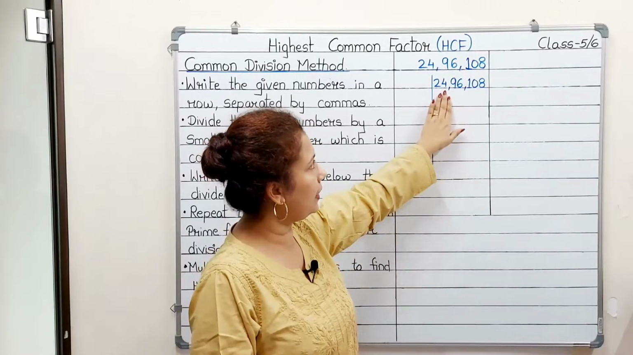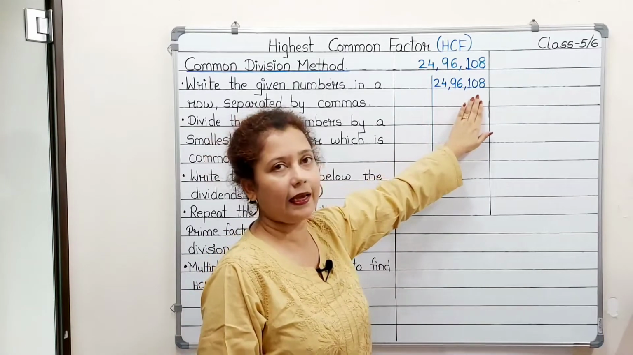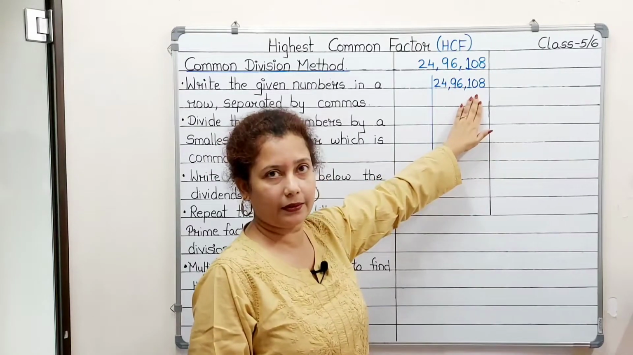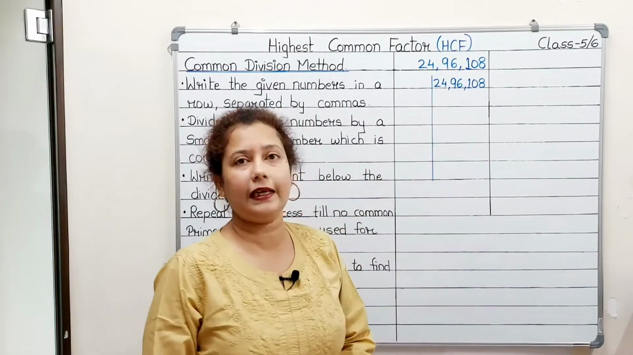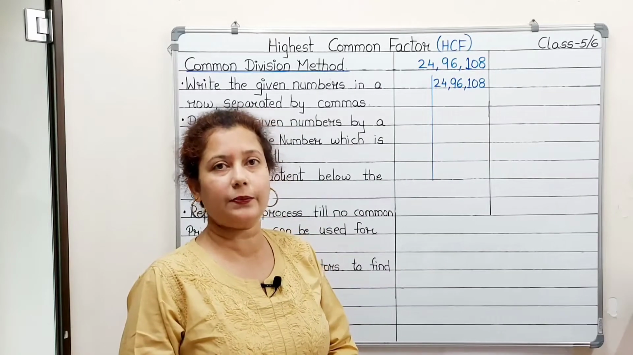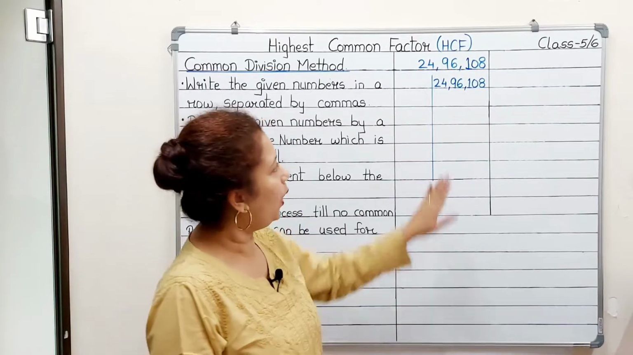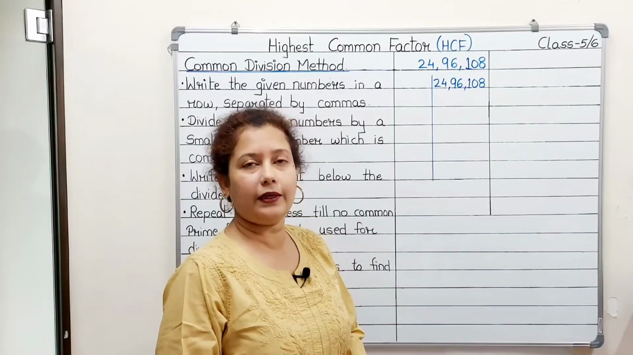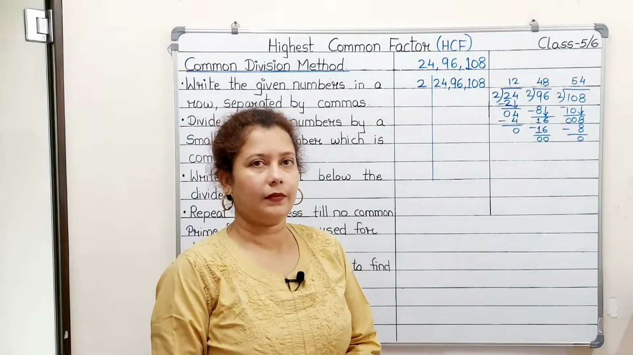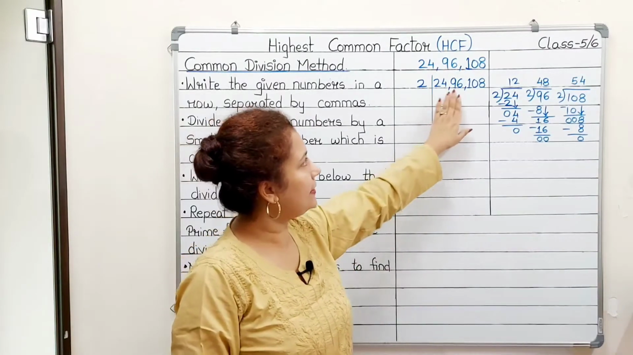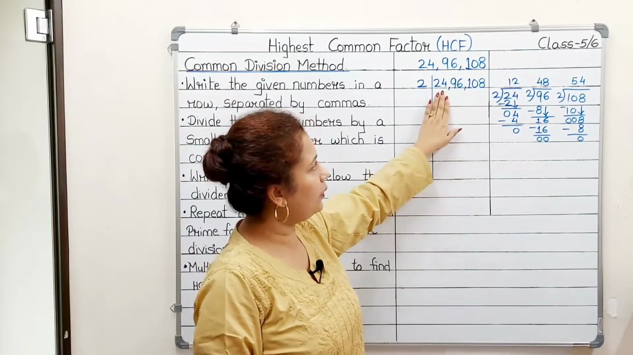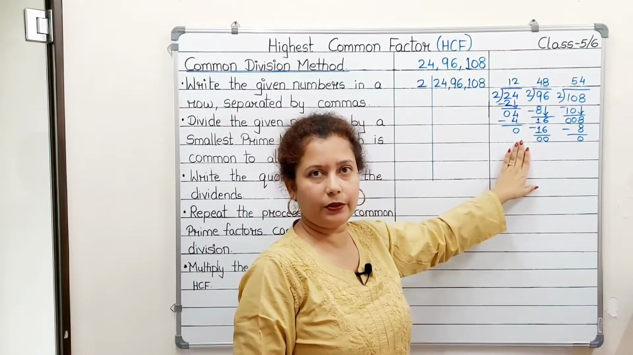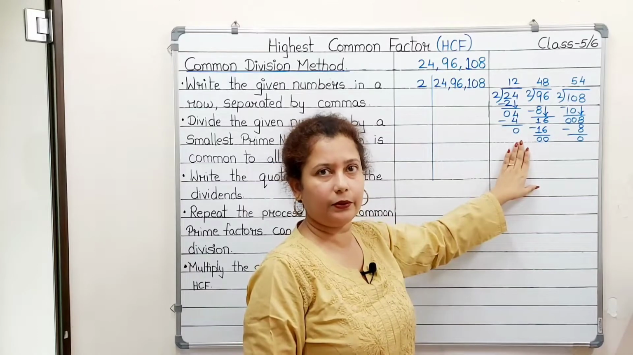The given numbers are 24, 96 and 108. So we have separated them by giving commas. Then the second step, we will see if it is divisible by the smallest prime number, that is 2. All the 3 given numbers are even numbers. So all 3 are divisible by 2. Now we will divide these numbers by 2 directly over here or in a rough work. Whichever is convenient to you, you can use that method to divide.